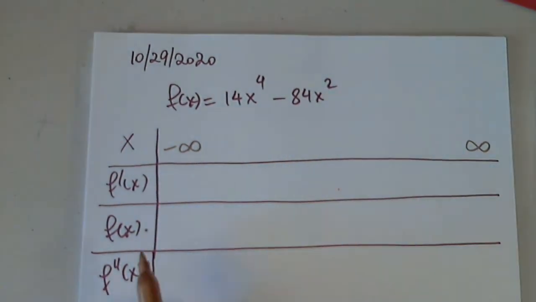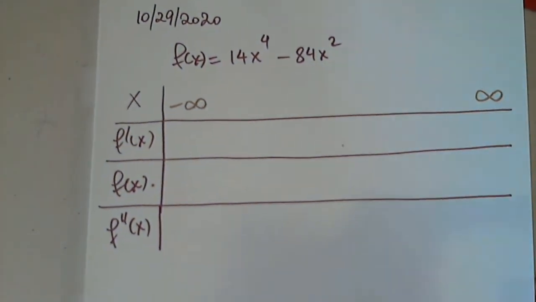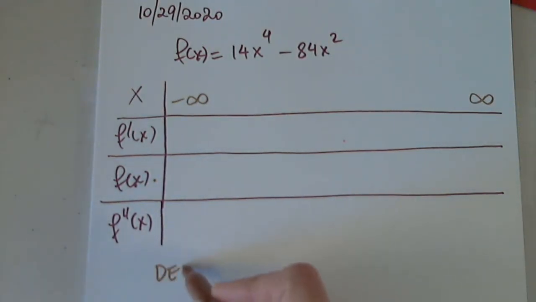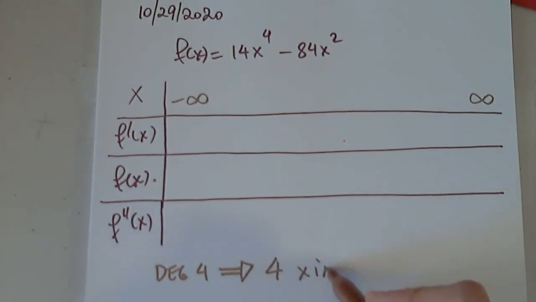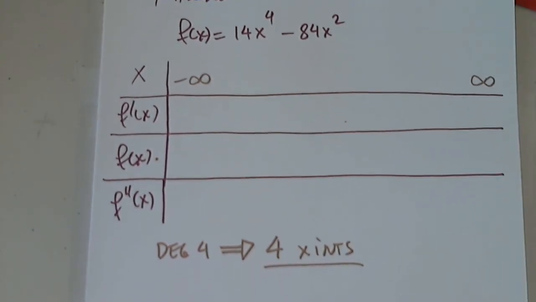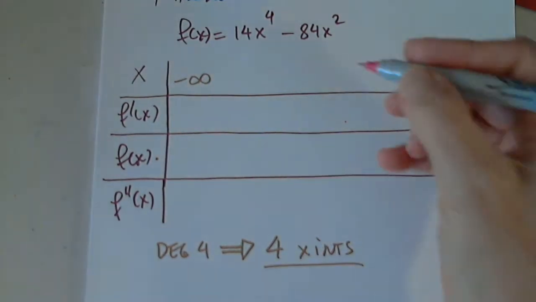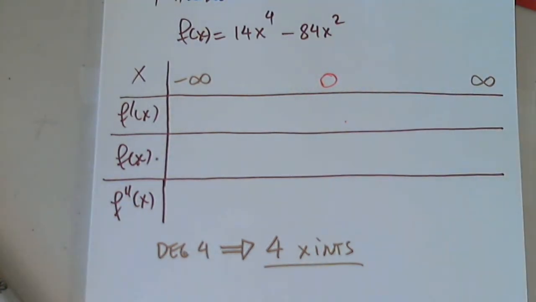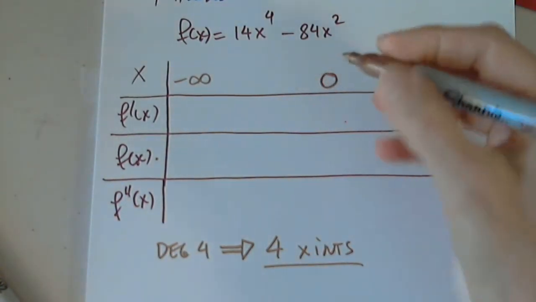So I will always start with whatever I can get about the function from the function itself. That's my first step. So when I look at this function, I see it has degree 4. And that implies that it should have 4 x-intercepts. But maybe not. Maybe they're not all real numbers. I don't know. But I need to look for 4. So when I plug in 0, that's the easiest thing to do. So when I plug in 0, I know that the function is 0.